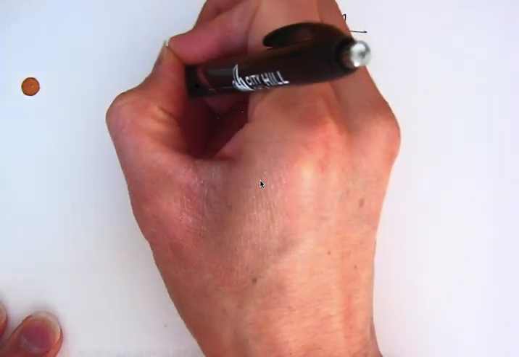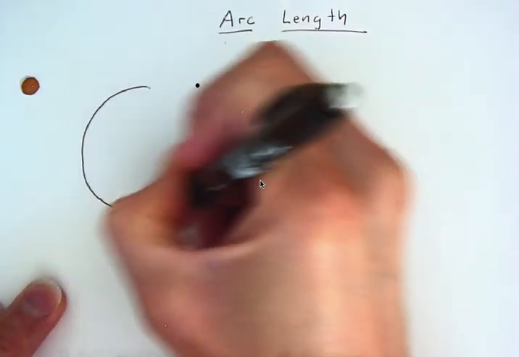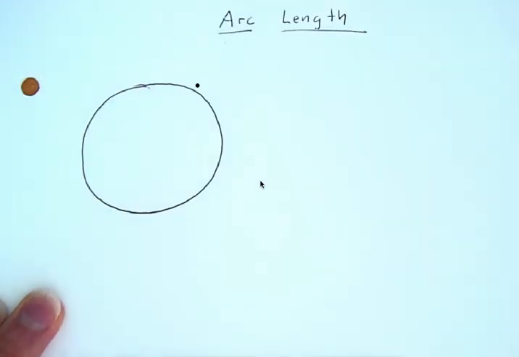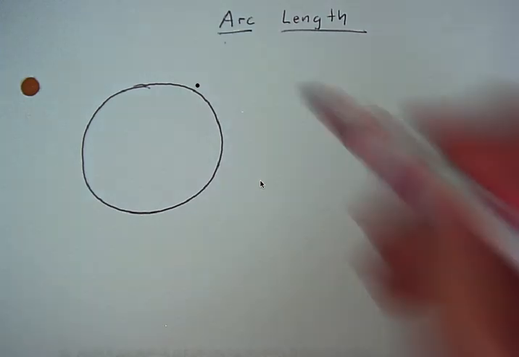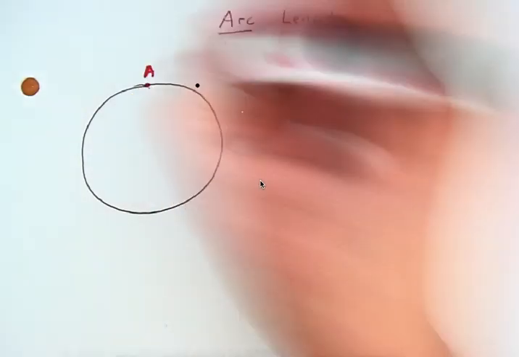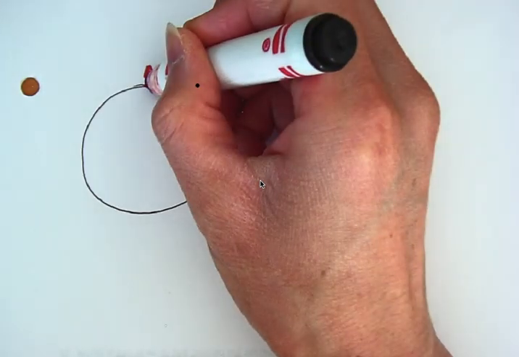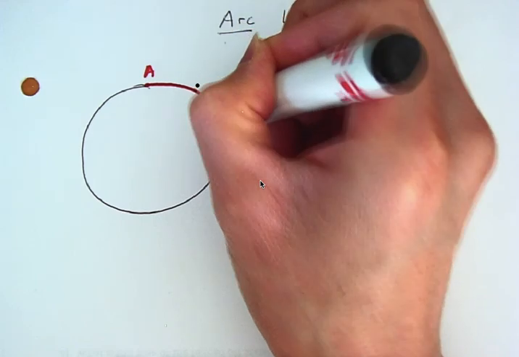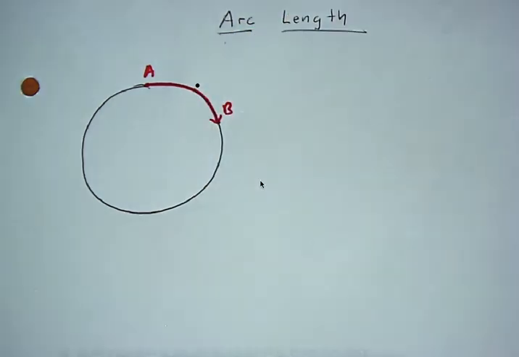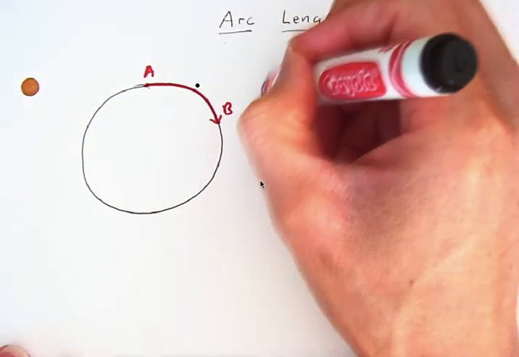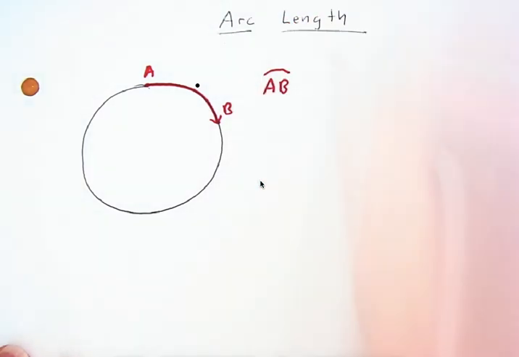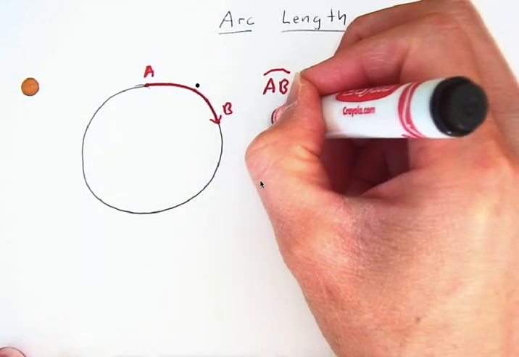If you have a circle, the length from any one point on the circle to any other point on the circle. So the distance going from here around the circle to here, that distance is an arc length. The symbol for that would be AB with a little curve over it. So that is the length from A to B, and that is called your arc length.